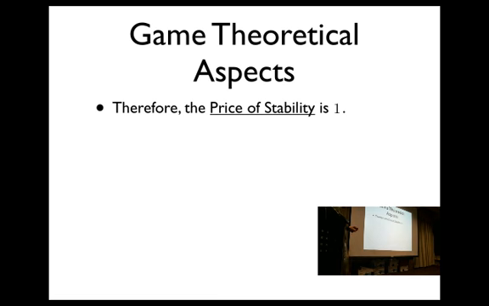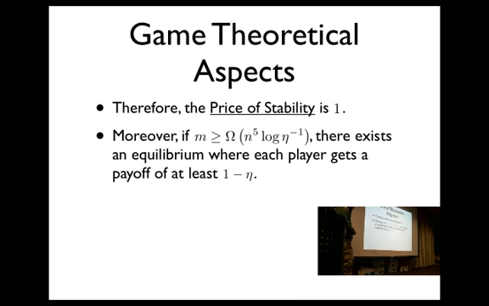In that, say, for instance, the price of stability is 1. If you find a set of strategies that maximizes the probability of winning, then if everybody sticks to those strategies, of course you get an equilibrium. What we prove is that if you have this many voters, that's the result I told you about at the very beginning, then there exists an equilibrium where each player gets almost the maximum possible payoff, 1 minus epsilon, and of course the maximum you can get is $1.